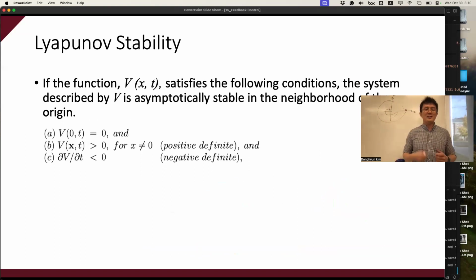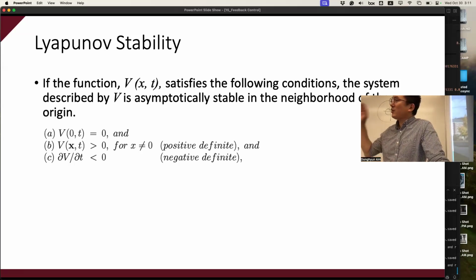Okay, Lyapunov stability. This is probably the most beautiful, simplest way to prove the system is stable. The idea is pretty simple. The description doesn't actually say what V is, but as long as you find a V satisfying these three conditions, then the system is stable.